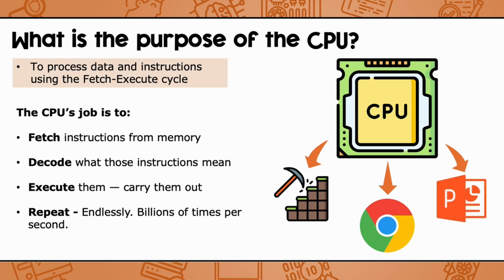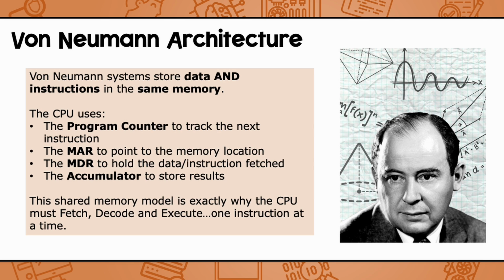To understand how the CPU works, we first need to understand the von Neumann architecture. Von Neumann systems use a simple but powerful idea. Both instructions and data are stored together in the same memory. This means the CPU fetches instructions and the data they need from the same place, main memory. The architecture relies on registers such as a program counter, the MAR or memory address register, the MDR, the memory data register, and the accumulator. These registers allow the CPU to keep track of where it is, what it needs next, and what results it has produced.